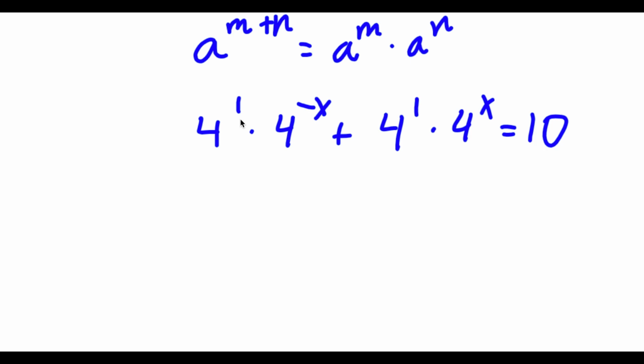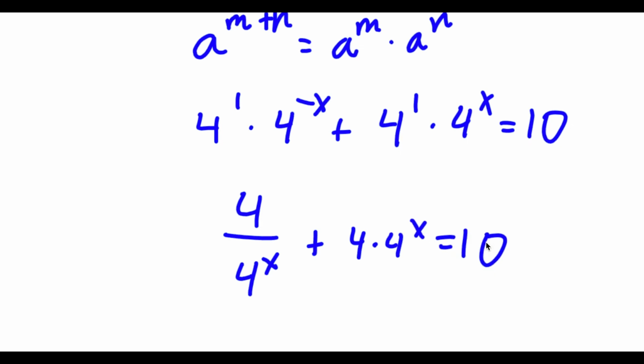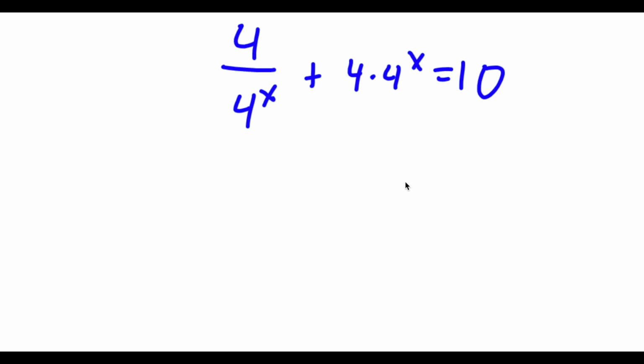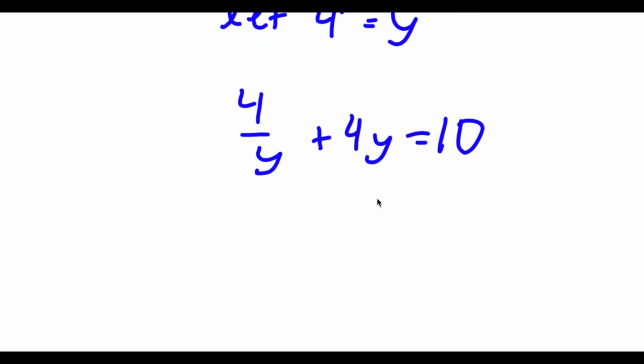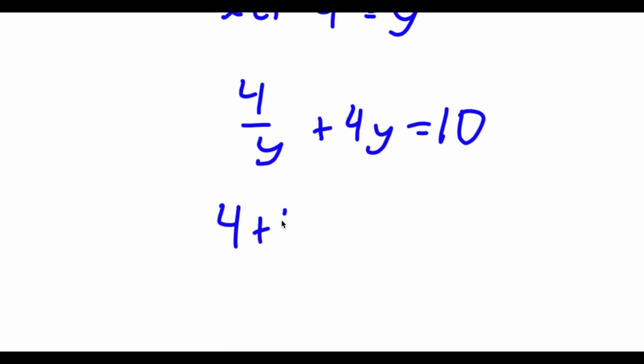Now, 4 times 4 to the power of negative x is the same thing as 4 over 4 to the power of x. And now, I'm going to let 4 to the power of x equal to the variable y. So now I have 4 over y plus 4y is equal to 10. Now if I multiply both sides by y, I get 4 plus 4y squared is equal to 10y.